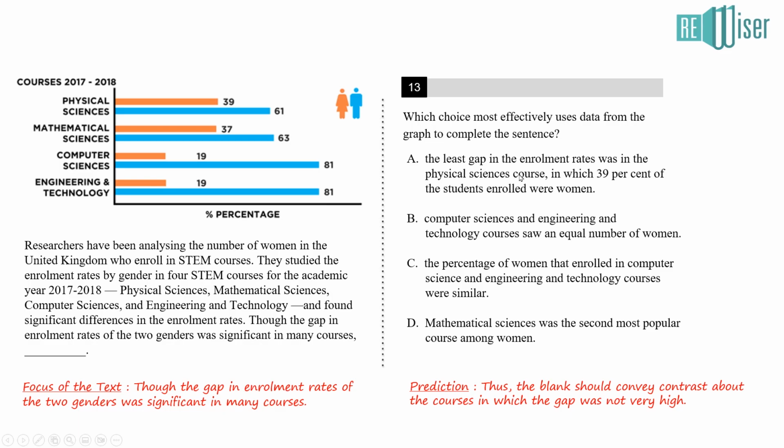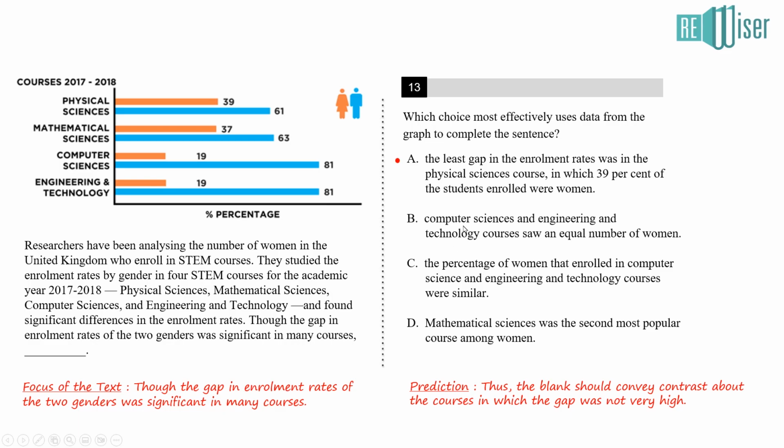Option A, the least gap in the enrollment rates was in the physical science course, in which 39% of the students enrolled were women. So that clearly gives us an answer about the least gap, the physical sciences courses. So that would clearly contradict the fact that there were courses where the gap was really high. So let us keep A on hold.